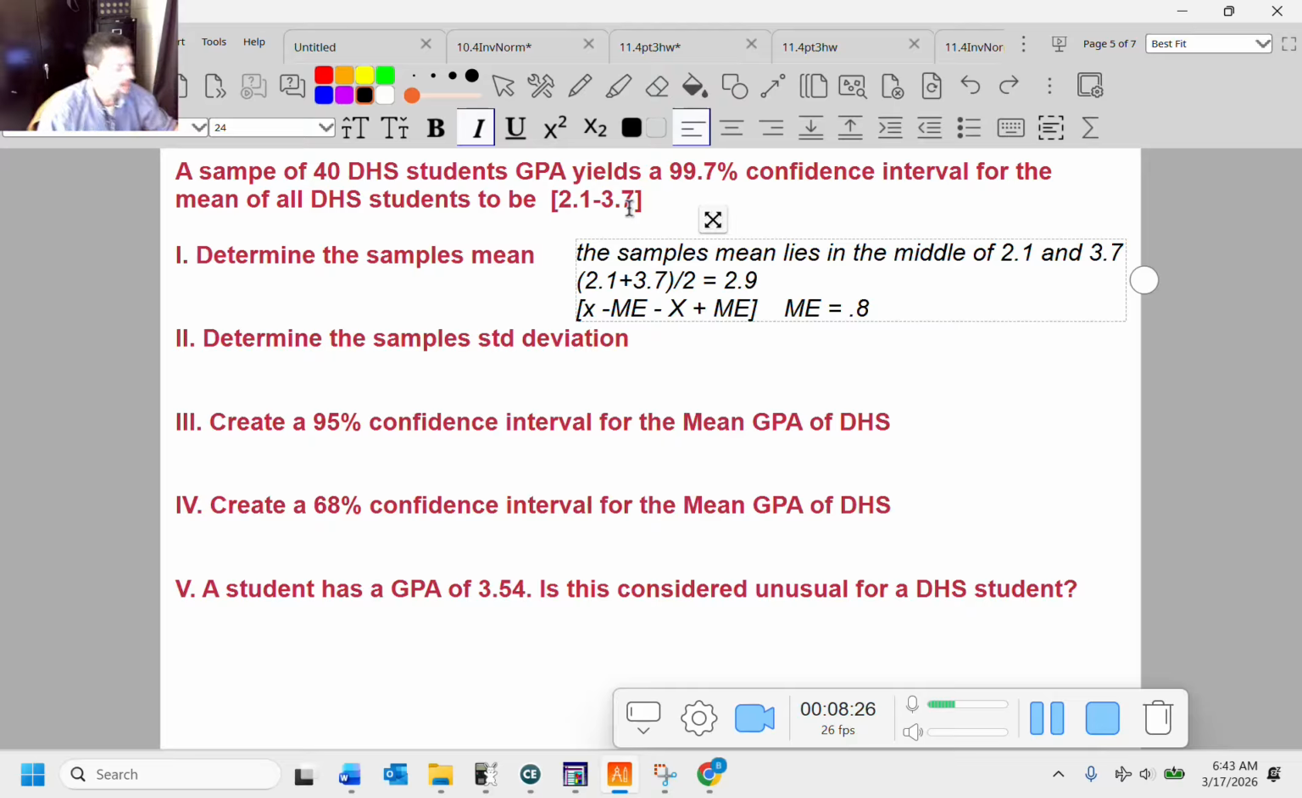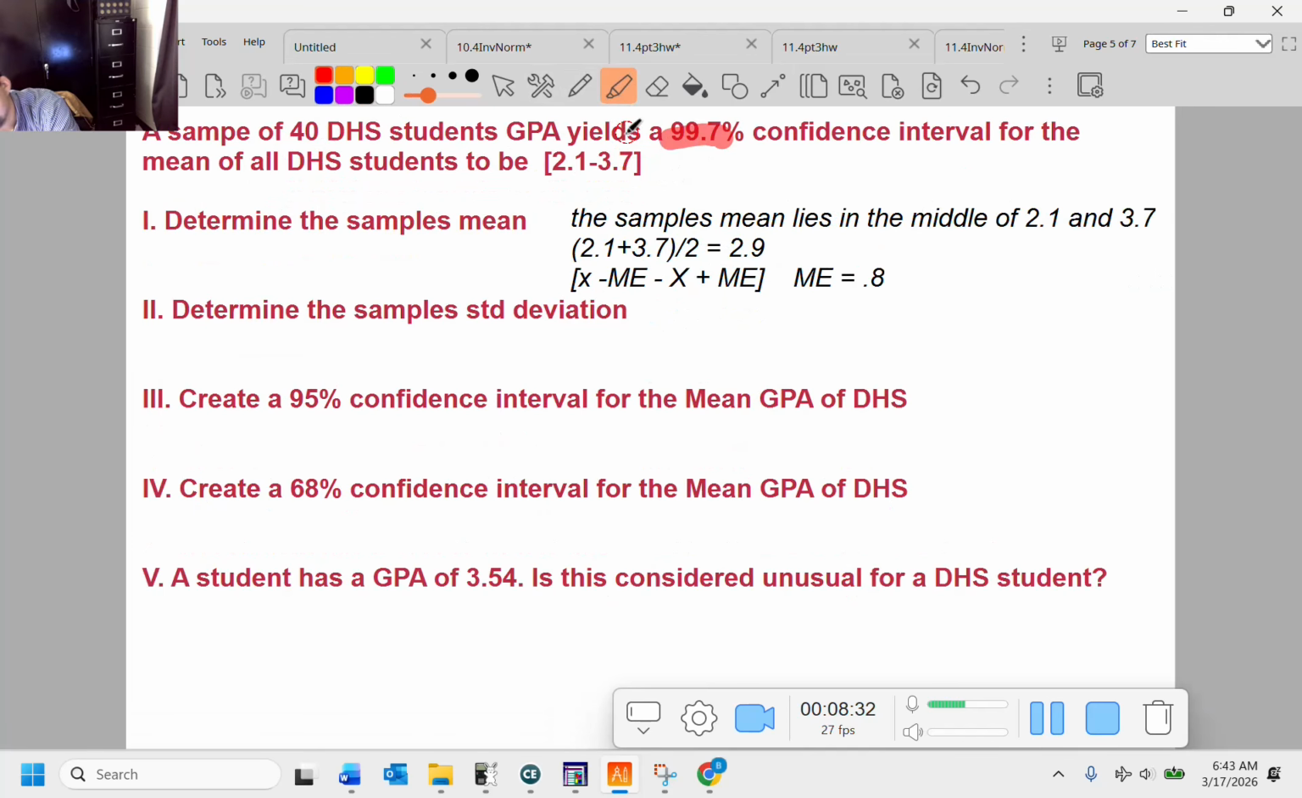Now, how can I use that to determine the sample standard deviation? First off, this is a 99.7% confidence interval. So the margin of error would be 3 sigma over the square root of n. I know that the margin of error is 8/10, and it would equal 3 sigma, which is unknown at this point in time, over the square root of 40.